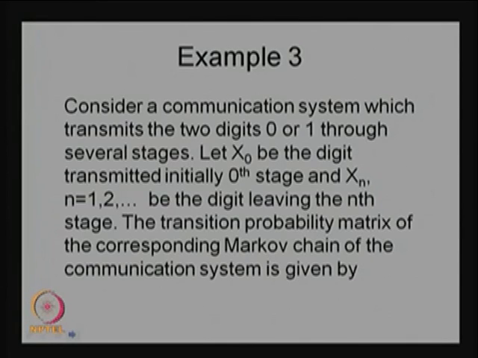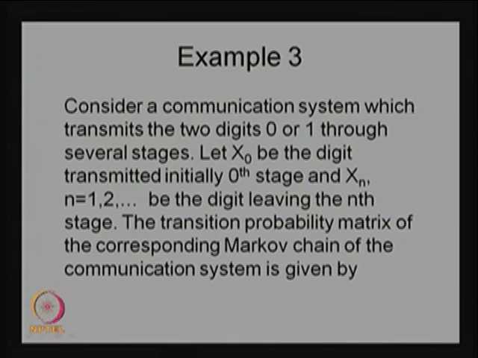This example talks about a communication system in which the transmission takes place with the digits 0 and 1 in several stages. We define the random variable X0 as the digit transmitted initially, that is the 0th step. Either the transmitted digit will be 0 or 1, therefore only two possibilities can take place at any nth step of transmission, either 0 or 1. Like that, we are making the transmission over different stages.